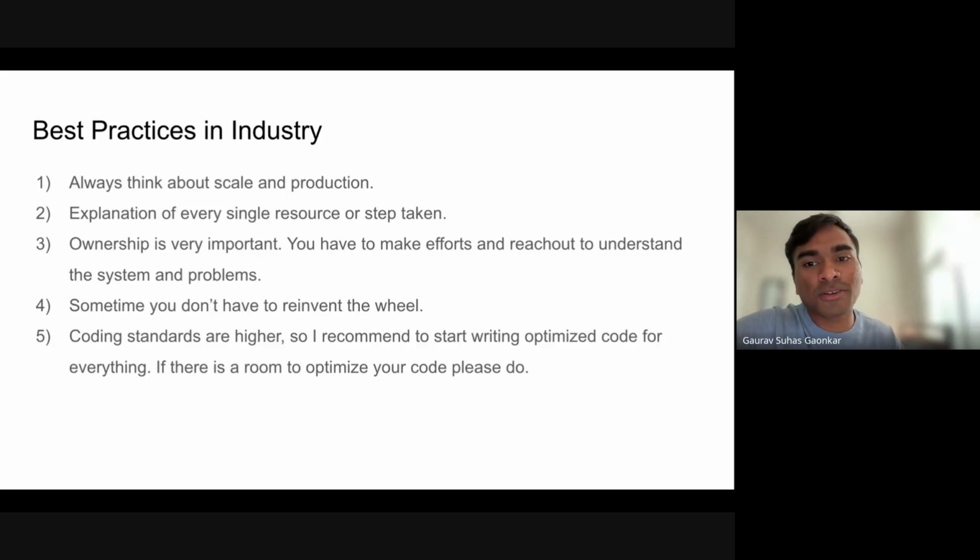which is always think about scale and production. Please explain to yourself why you're using this particular resource. If you explain the use of every single resource, you will develop an optimized solution.